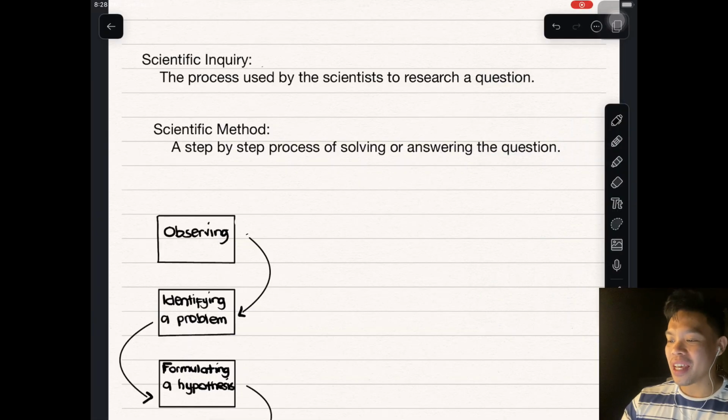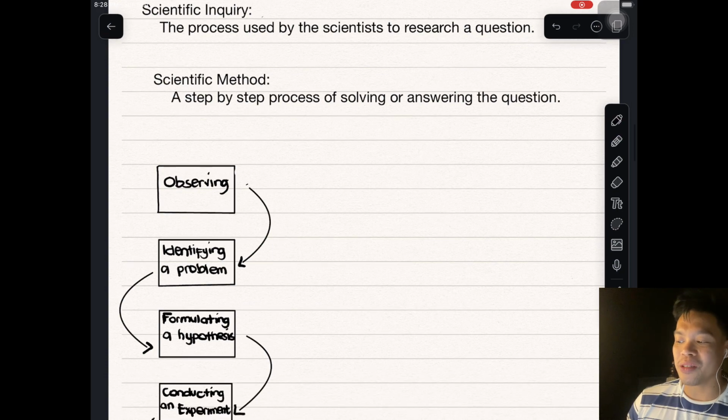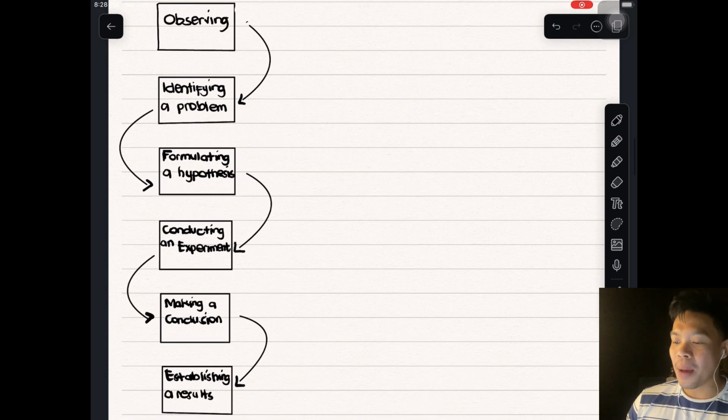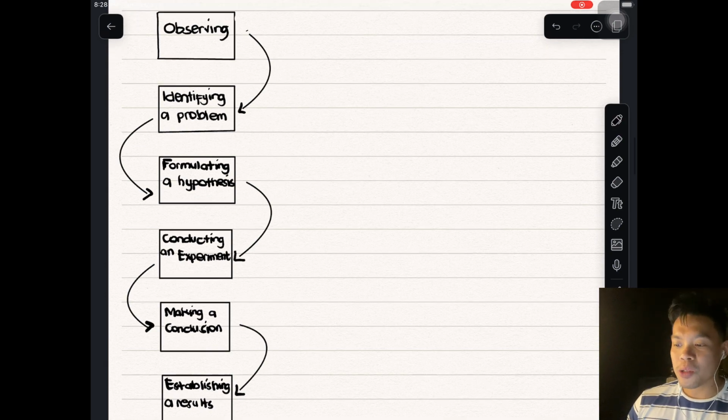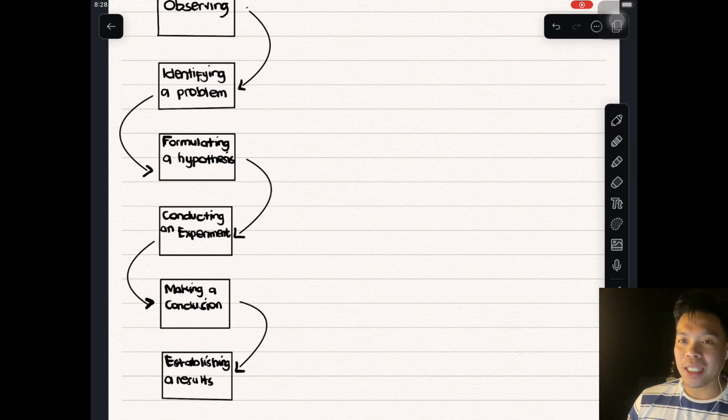Okay, we are here to discuss scientific inquiry and scientific method. A scientific inquiry is a process used by the scientists to research a question, while a scientific method is a step-by-step process of solving or answering the question. There are 6 major steps in scientific method. Begin with observing, to be followed by identifying a problem, formulating a hypothesis, conducting an experiment, making a conclusion, and establishing the results.